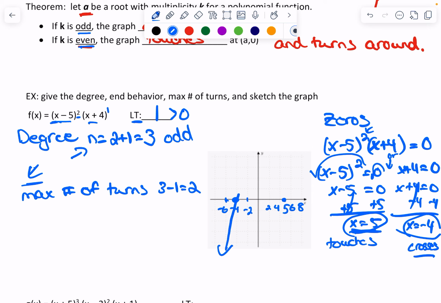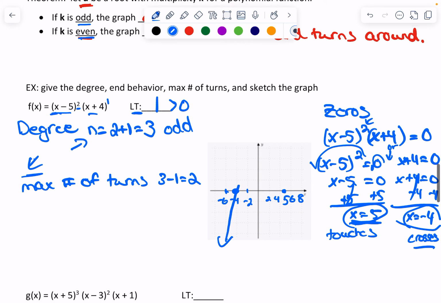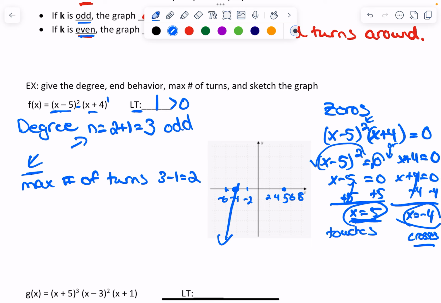Now, one thing that we can check here still, and what we've been doing in the past, is where we've calculated the y-intercept. Remember that when we do that, we plug in x equals 0. Okay, so y equals 0 minus 5 squared, times 0 plus 4.